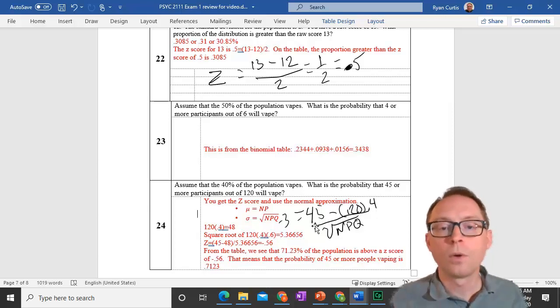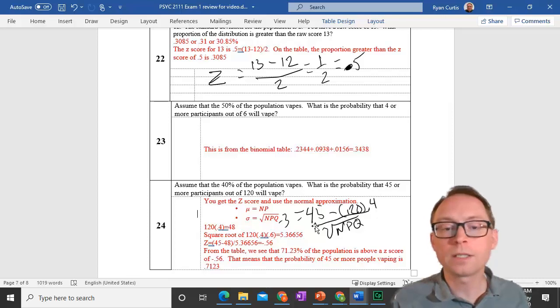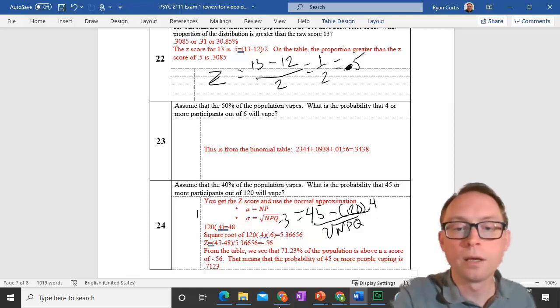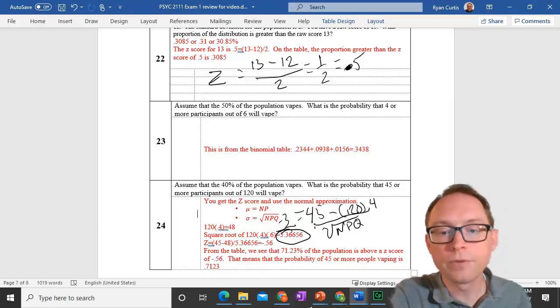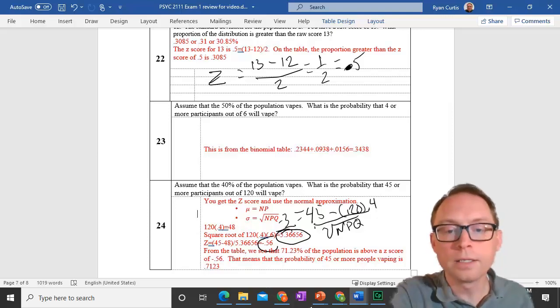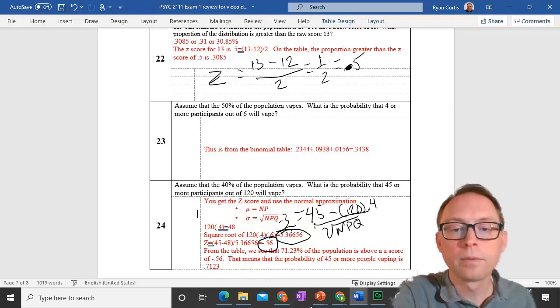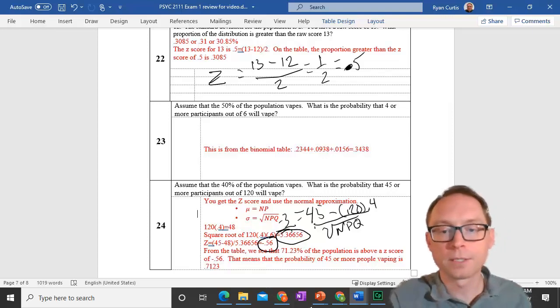120 times 0.4 times 0.6 is 5.36656 under the square root. So -3 divided by this number right here is -0.56. So what this is saying is the z-score here would be -0.56.